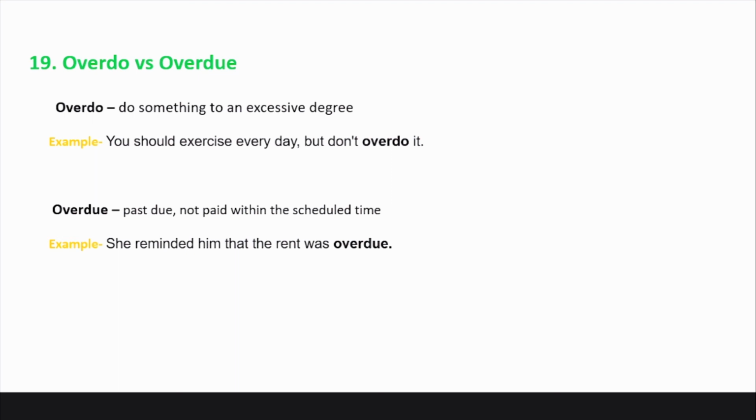Let's look at a 19th pair, overdo and overdue. Overdo, meaning to do something to an excessive degree. Let's look at the example. You should exercise every day but don't overdo it. Overdue, meaning past due, not paid within the scheduled time. Let's look at the example. She reminded him that the rent was overdue.